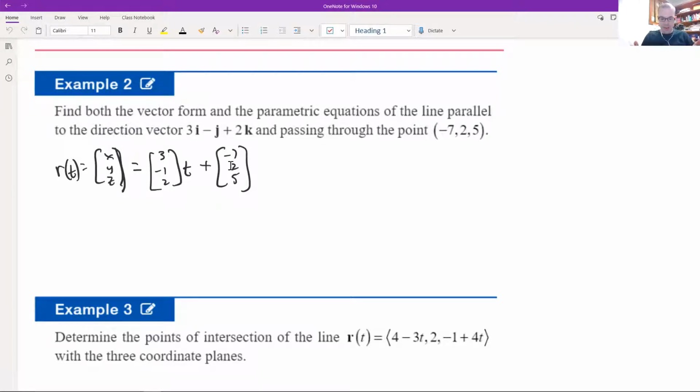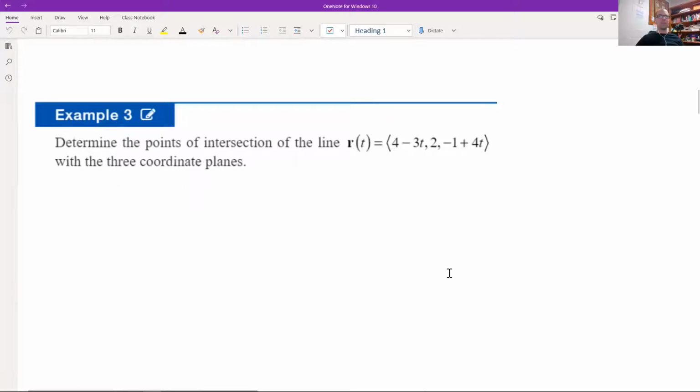And if you wanted to write it in parametric equations, you would just go along the components and say x is equal to 3t minus 7, y is equal to -t plus 2, and z is equal to 2t plus 5. No big deal there. Okay, example 2, done.